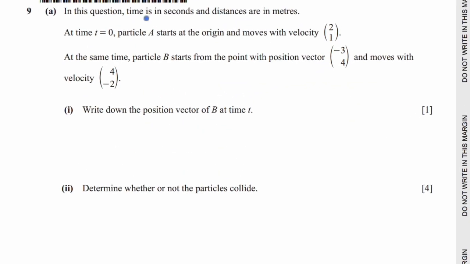Okay, vectors. What do we have here? Time is in seconds, distances are in meters. At time t equals 0, the particle A starts from this point. So this is our velocity vector. At the same time, the particle B starts from the point with position vector this. So that is our starting position, and moves with a velocity of 4, minus 2. Write down the position vector of B at time t.